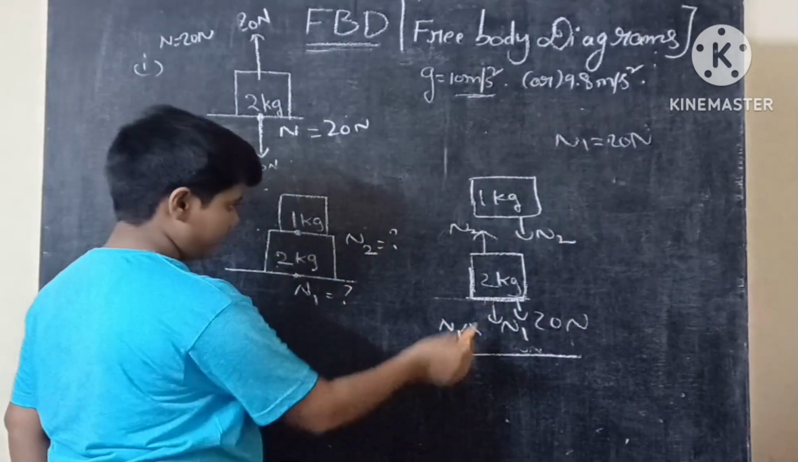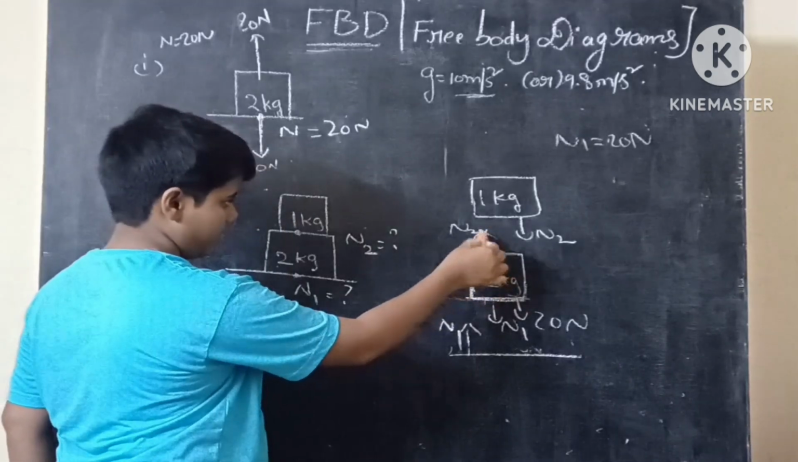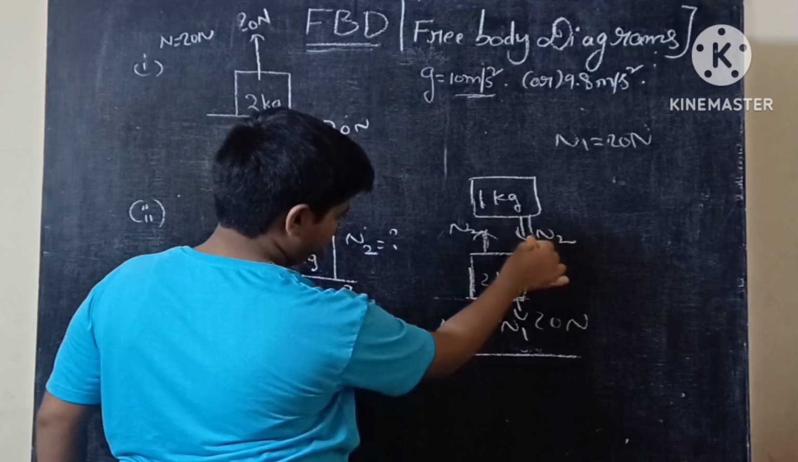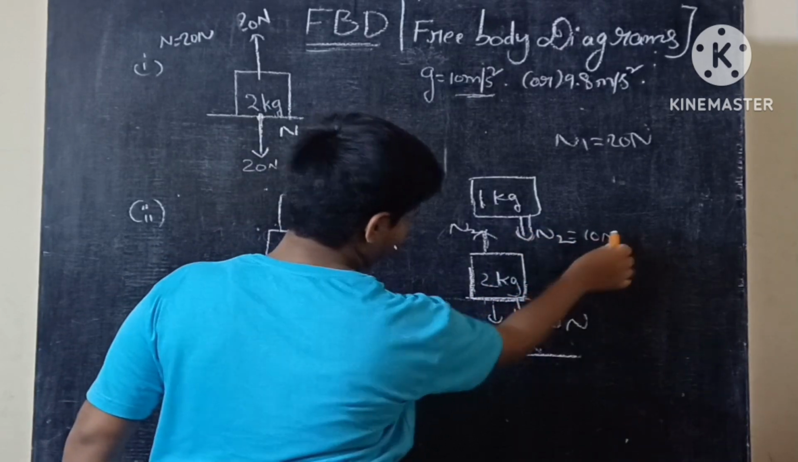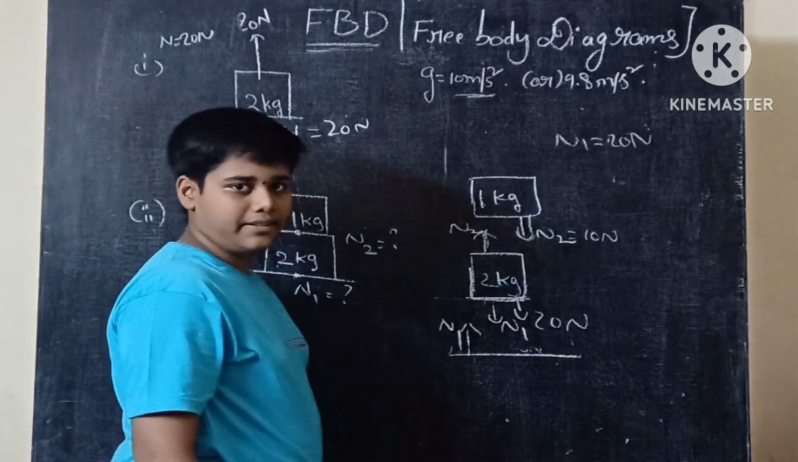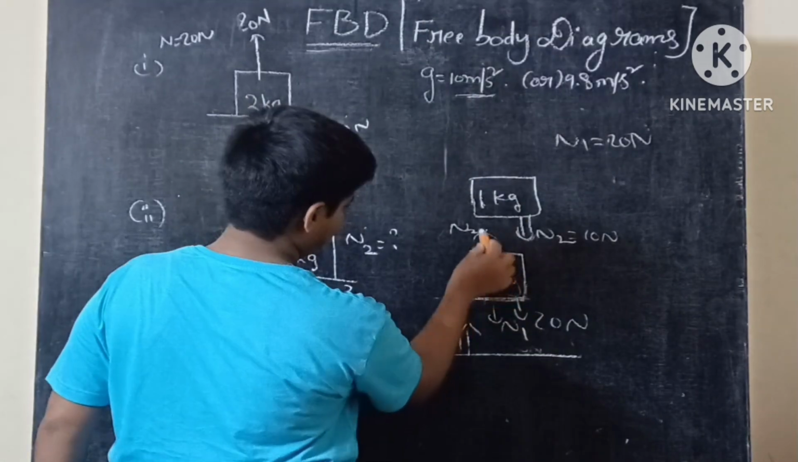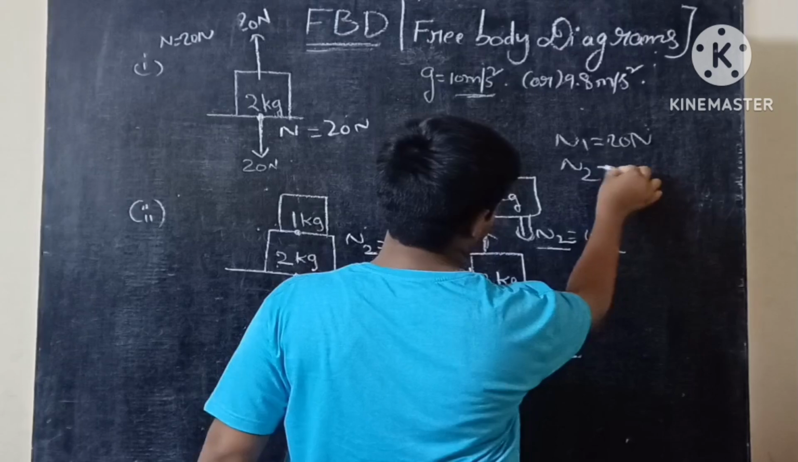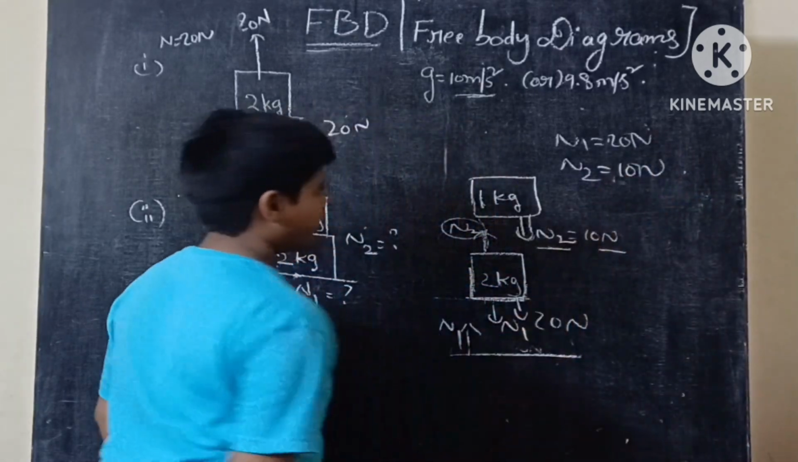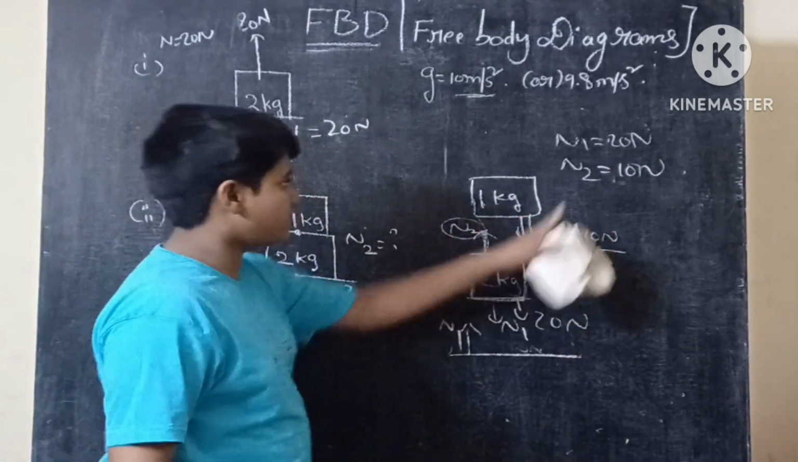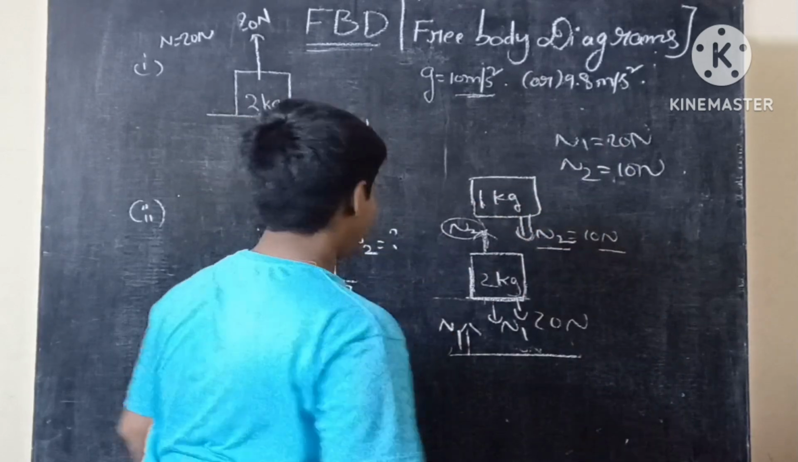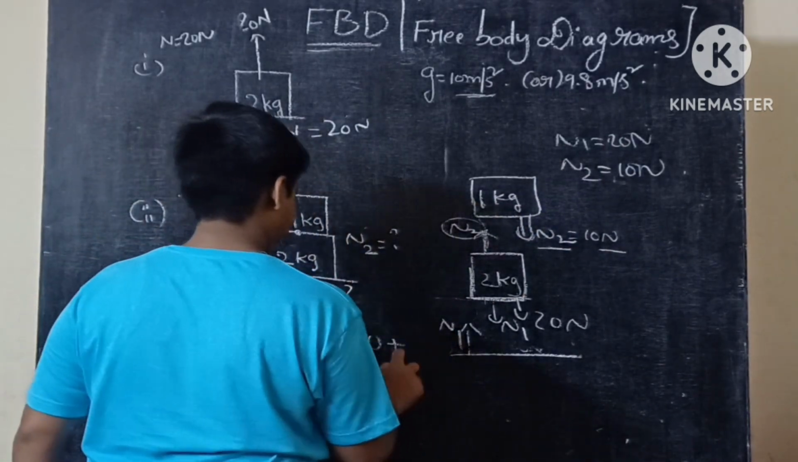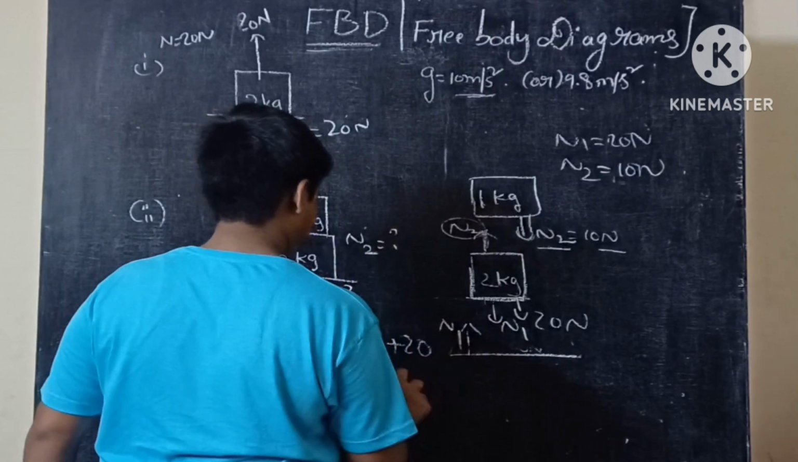And how do we find N2? Here this is the normal N2. Here 1 kg downwards means we can say 10 newtons, because as per the weight, W is equal to mg. So this N2 is also 10 newtons. So N2 is equal to 10 newtons. If they ask the sum of these two normals, N1 plus N2 is equal to 10 plus 20, which is nothing but 30 newtons.